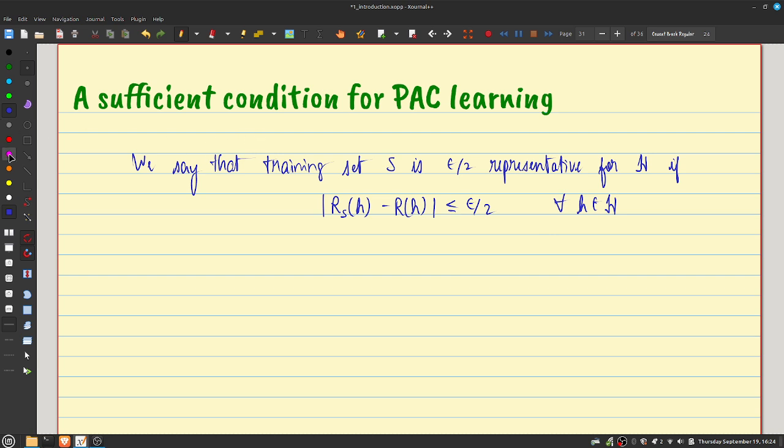So R_S of h is just the empirical risk, 1 over n, summation i equals 1 to n, L of y_i comma h of x_i. ERM means that you minimize the empirical risk, right? So then aren't we sticking to the notion of the theorem?